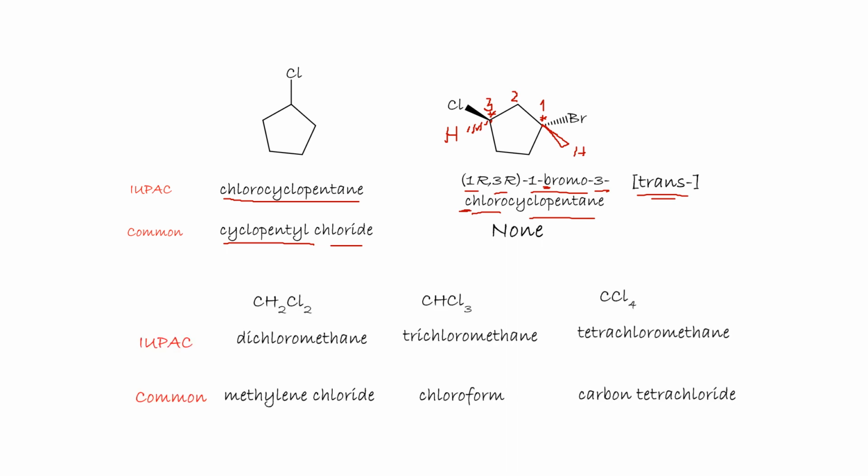These are names for some common halogenated organic solvents. Here is the IUPAC name and here is the common name. For the first one, we call it dichloromethane. Common name, methylene chloride. Here is trichloromethane. Its common name, chloroform. Here is tetrachloromethane. And we give it the common name, carbon tetrachloride.